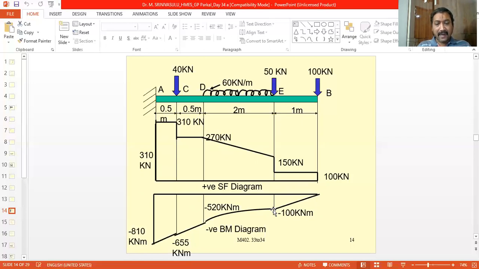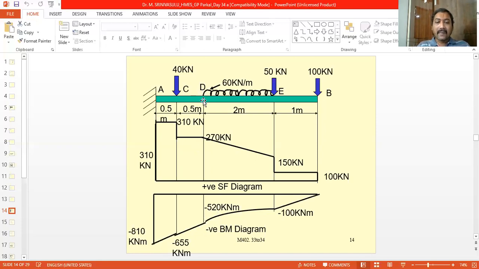Now, here it is a point load, so we have to join with an inclined line between the points B and E. Now, between D and E, here the UDL is acting, and what kind of line do we get? Here we get a curve. What is the curve? The curve is a parabolic curve, a second order curve. So we have to join the points D and E with a parabolic curve.